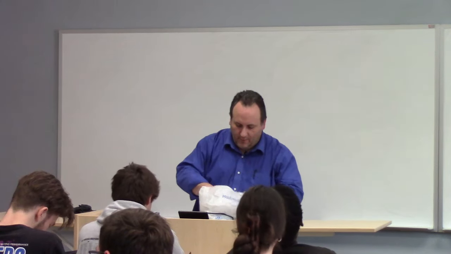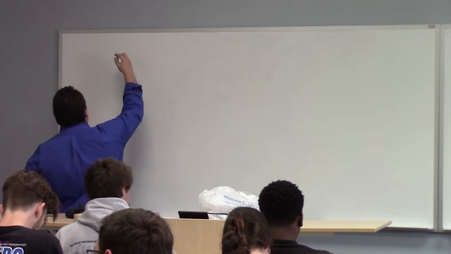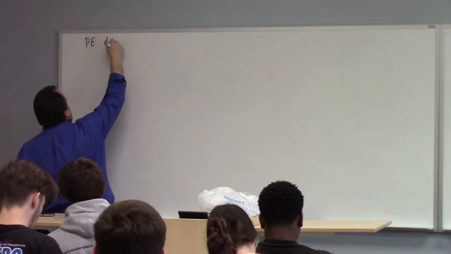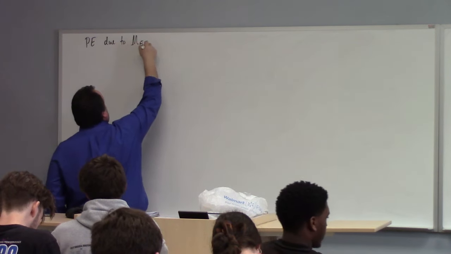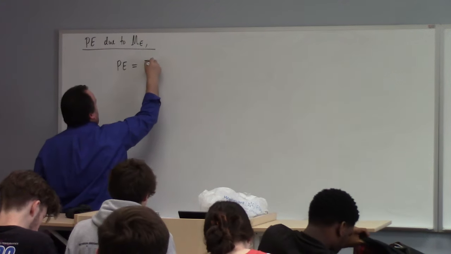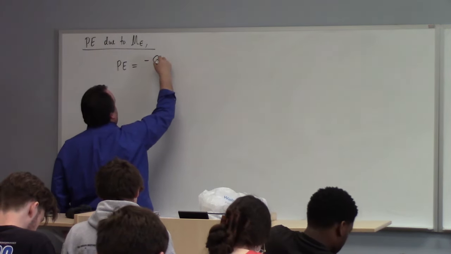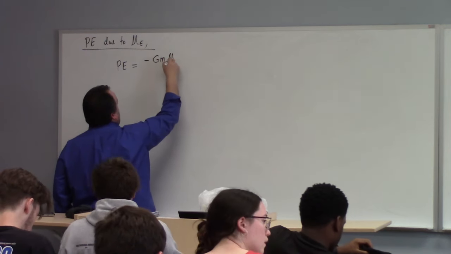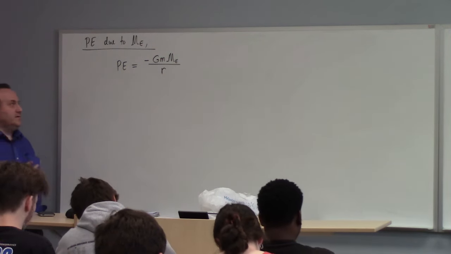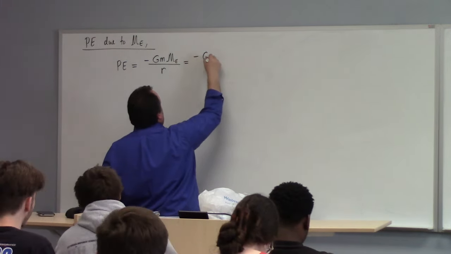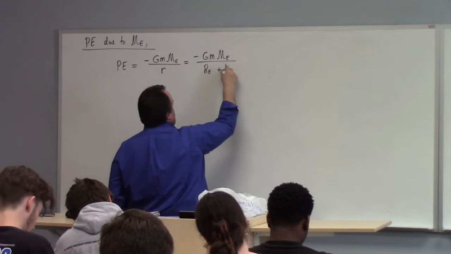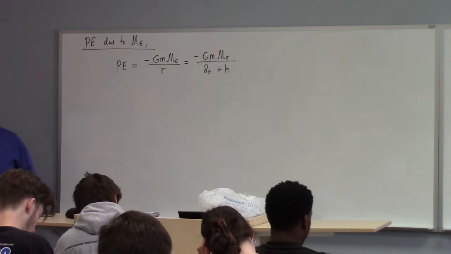So let me begin by talking about gravitational potential energy. The potential energy due to the mass of the Earth. We worked out last time that that was basically minus G times the mass in question, the mass of the Earth, divided by the distance from the center of the Earth. Now, you could also write this as minus GM, mass of the Earth, divided by the radius of the Earth plus the altitude, right?